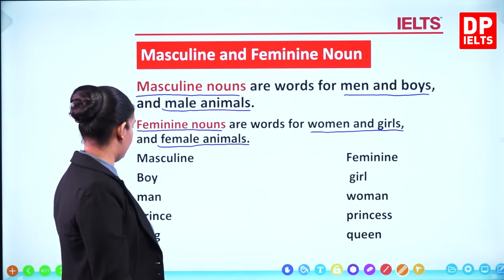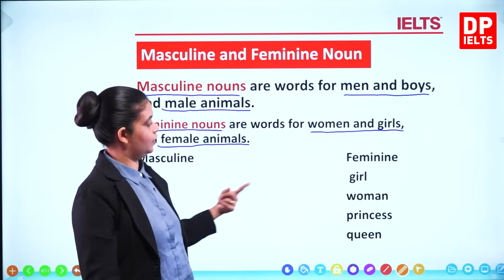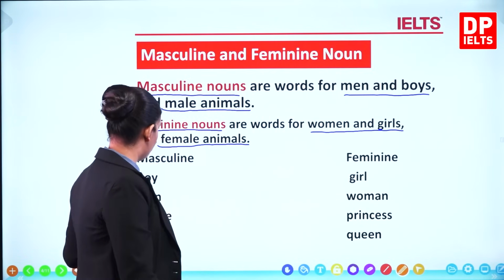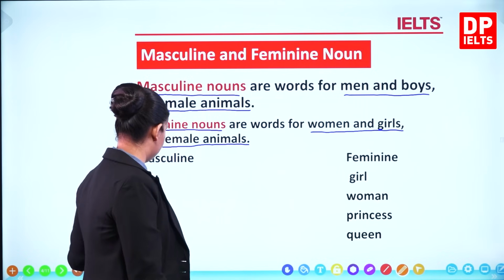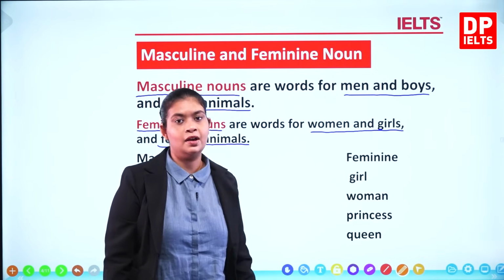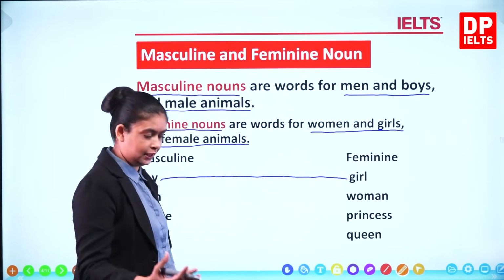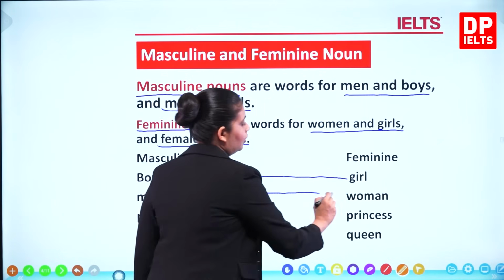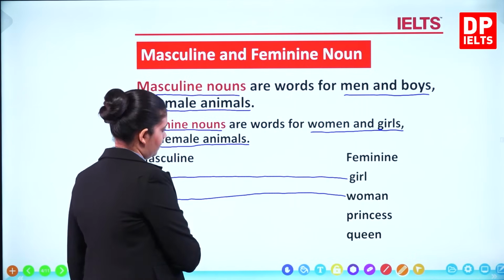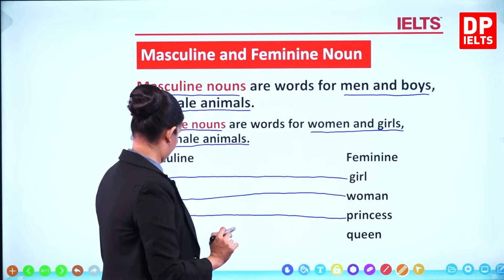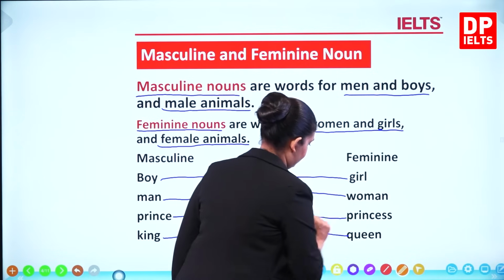Boy, පිරිමි ළමයා. Girl, ගැහැණු ළමයා. Man, මනුස්සයා. Woman, ගැහැණිය. Prince, කුමාරයා. Princess, කුමරිය. King, රජුරුවෝ. Queen, රජින. Okay, so let us do it again. Boy, the feminine version is girl. Man, the feminine version is woman. Prince, the feminine version is princess. King, the feminine version is queen. Right?